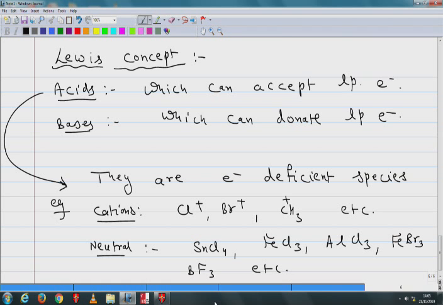Copy and then confirm. And you can mention here having vacant orbital. That vacant orbital can accommodate the extra electrons. That's why they are the acids. Copy and then confirm.